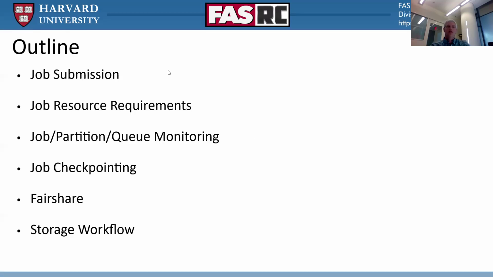So as an overview of where we're going, we're going to talk a little bit about job submission to begin with, and then we're going to talk a bit about job resource requirements. After that, we're going to talk about job partition queue monitoring, how you monitor your jobs most effectively. Then we'll talk about job checkpointing, as to how you can make it so your code can survive being preempted or dying. And then we'll talk a bit about fair share, and then we'll close out talking about storage workflow and how we expect users to use our storage and use the cluster.